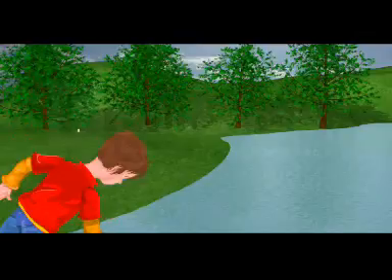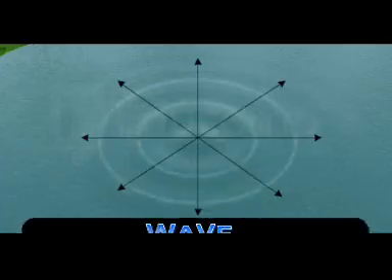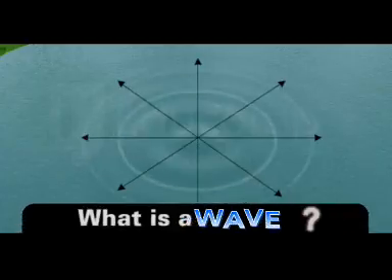Throw a pebble into a pond whose water is still. You will notice a few circular ripples or disturbances that seem to move outward on the surface of the water. These ripples or disturbances are described by using the term wave. So what is a wave?